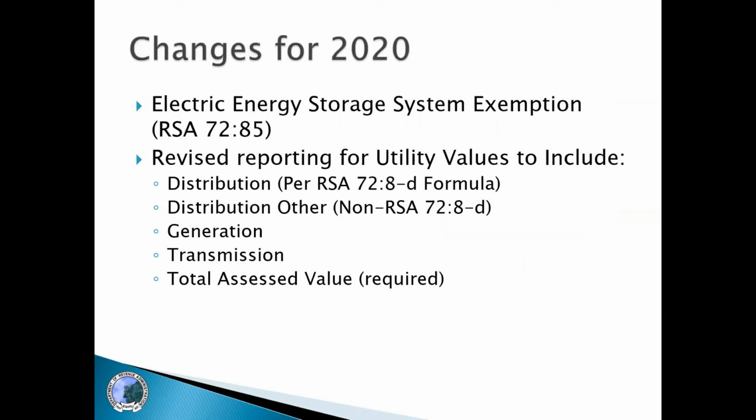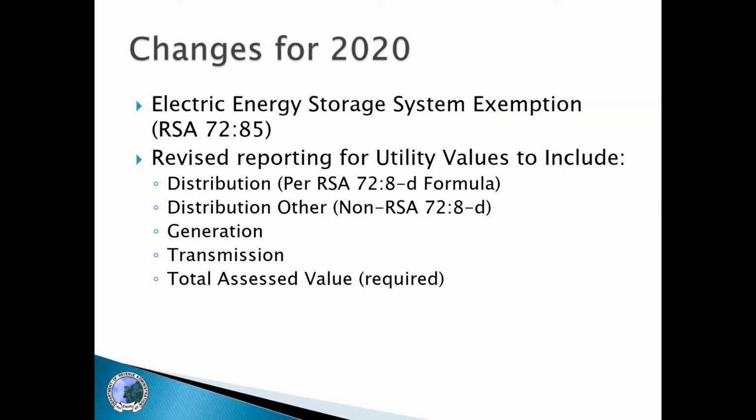So what's new in 2020? Two things. The Electric Energy Storage System exemption, which is RSA 72:85, so that'll be added to the exemption section. And there is a revised reporting for your utility values, which include the value of distribution assets, which are valued by RSA 72:8-d. So that's the new valuation formula for distribution assets.